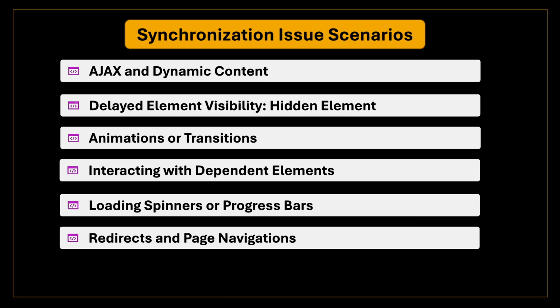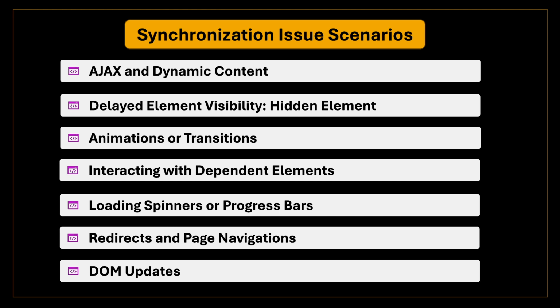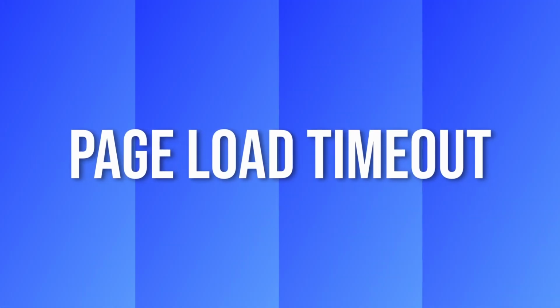And finally, DOM updates. If the devs are using any JavaScript libraries like React or Angular, which often update the DOM, causing elements to reload, this can lead to a stale element exception if the script does not wait for the update to complete. In each of these cases, Selenium's waits help manage synchronization. So whenever you are having trouble finding or interacting with an element, try using the wait statements that we are going to discuss now to avoid such issues.